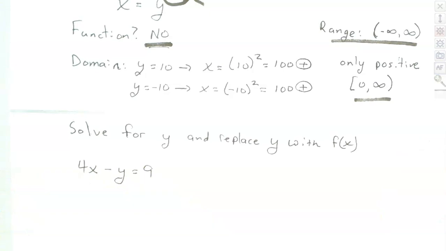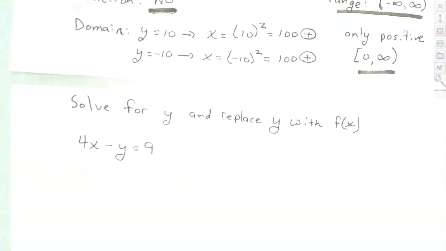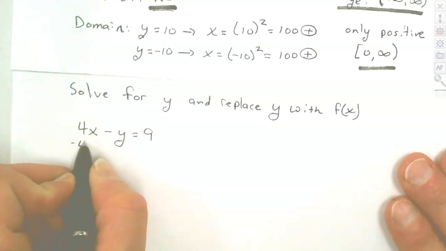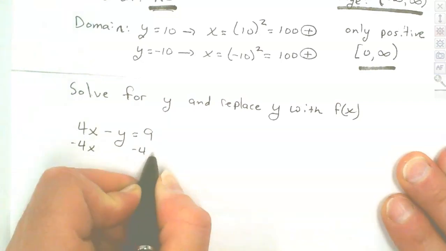We're still in 2.3. We'll take a break right after this question here. This is like question 3 in your homework. Question 3 says an equation that defines y as a function of x is given. You want to solve for y in terms of x and replace y with your function notation f of x. So we've got a function here. We want to solve it for y. So move that 4x over.